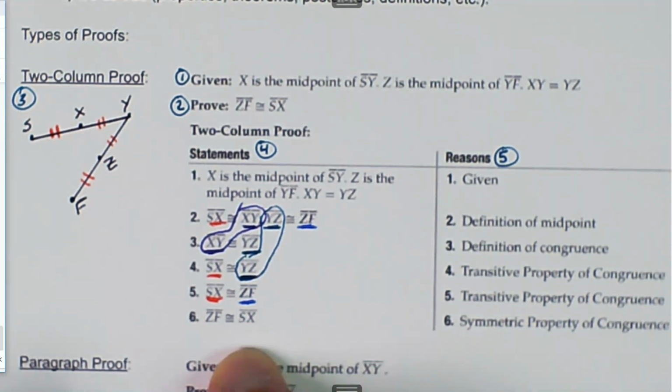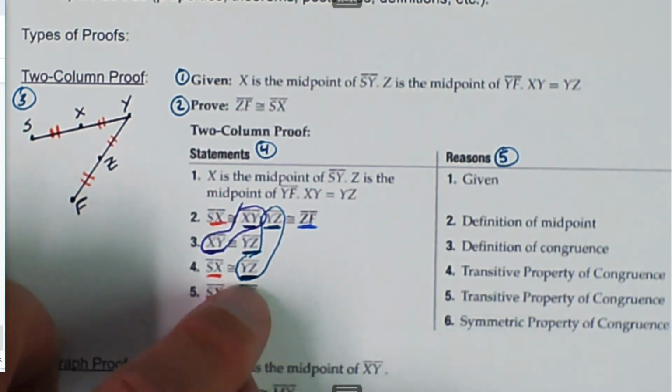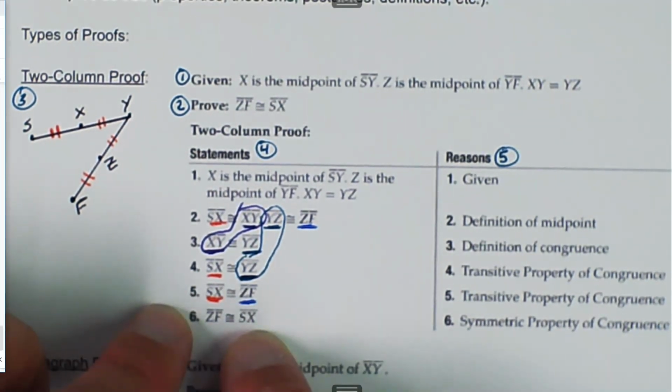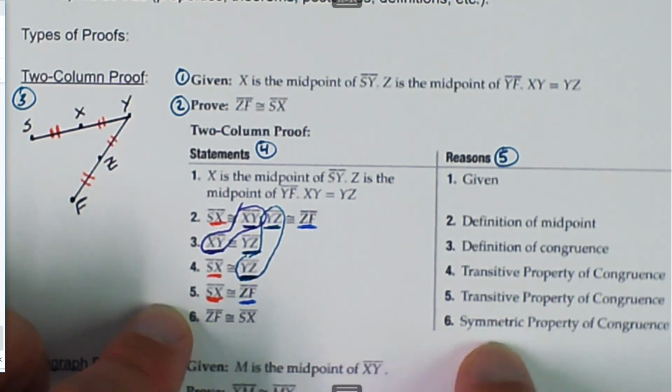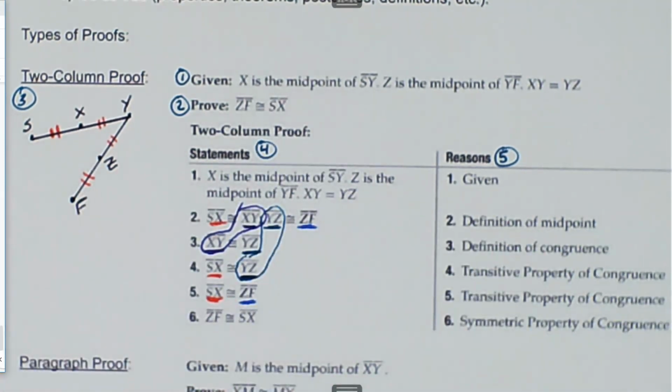And then the last one, the symmetric property, all we did was just switch the order here. So we moved SX to the second segment, and we moved line segment ZF to the first segment, and that's the symmetric property where we just switch them. And so that is a general outline of what a proof might look like.